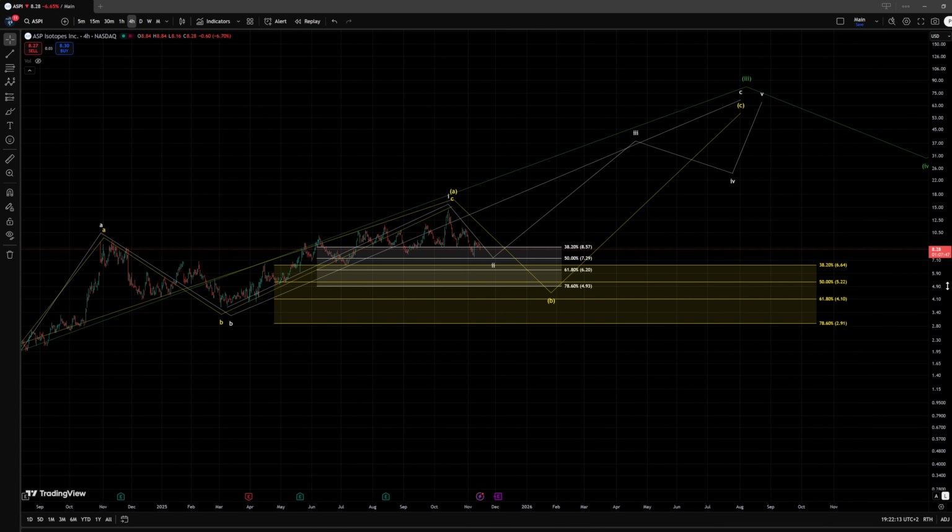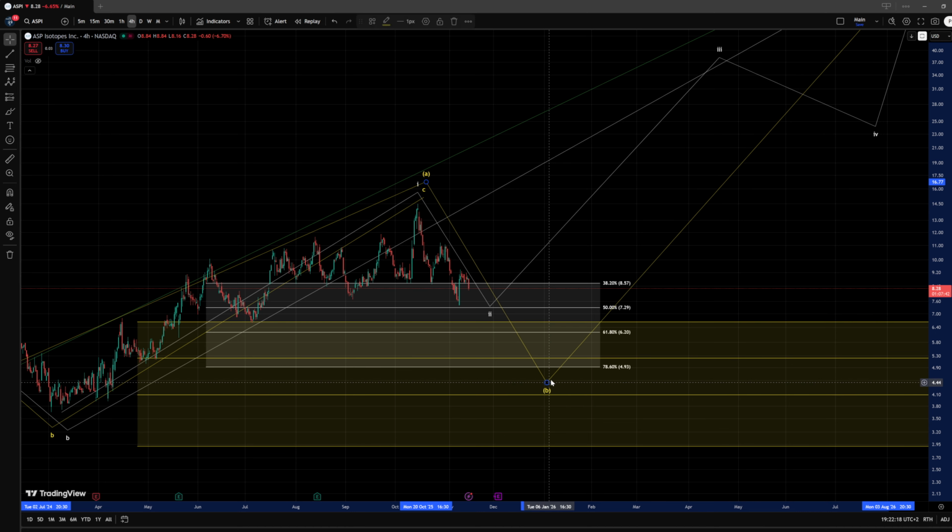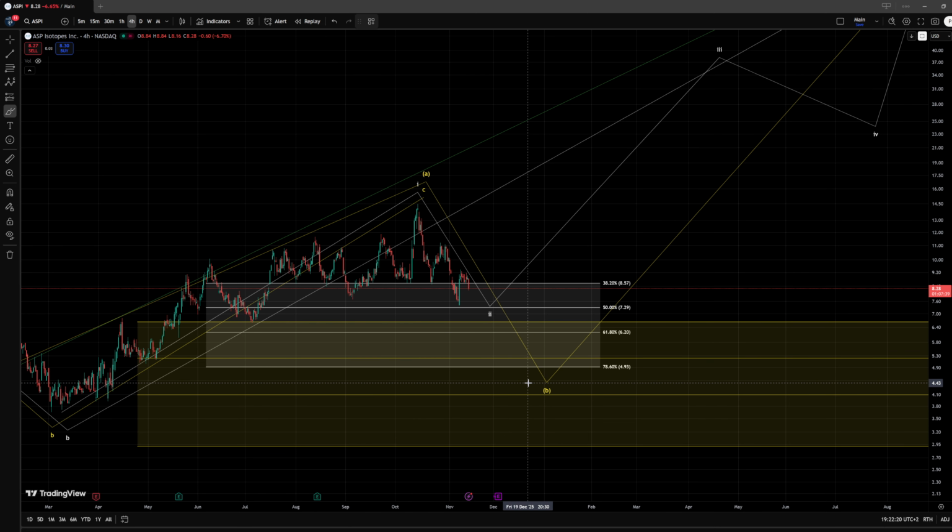Now, in the shorter time frame within this correction, at the moment, it couldn't really work out too well within the yellow interpretation if we are to find a bottom already.